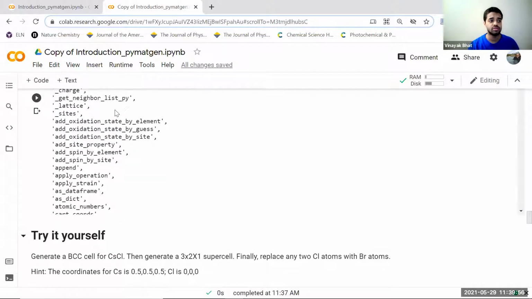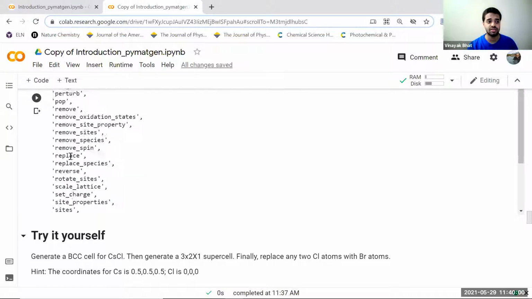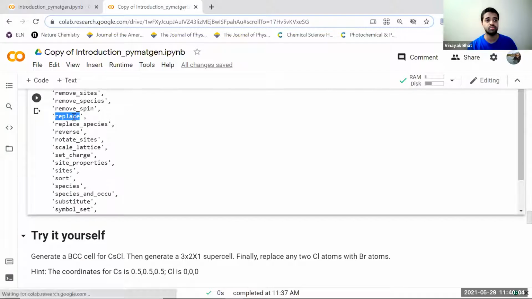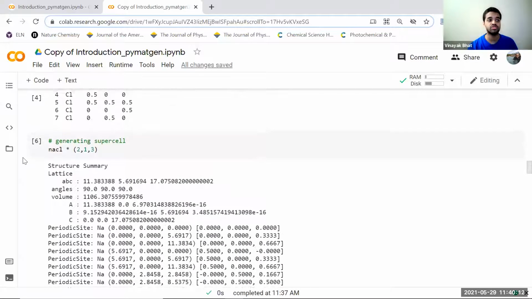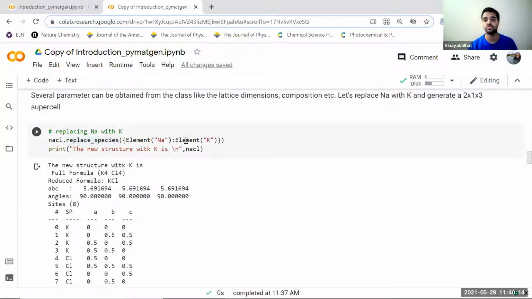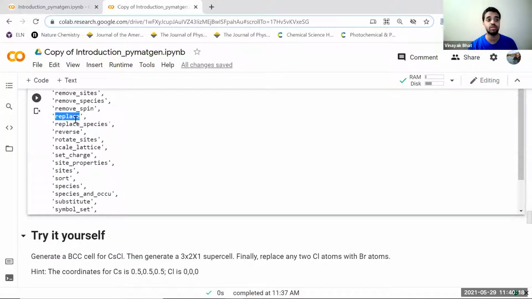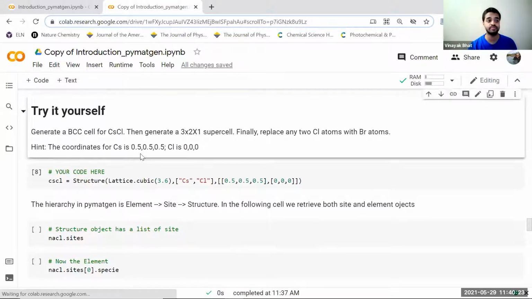Okay. So there are other things as DataFrame. You can get distances. There's a way to replace species. We'll look into replace and replace species. So we did replace species, which was replacing all the species with K. So if you do replace species, you do that. But if you do replace, you can replace one of the atoms with the other atom.